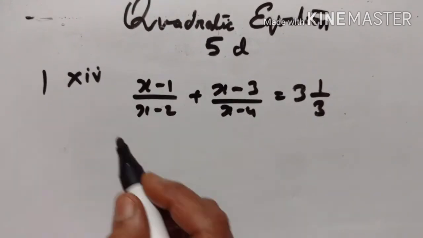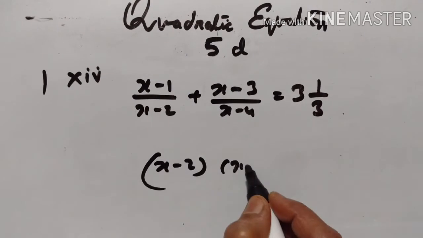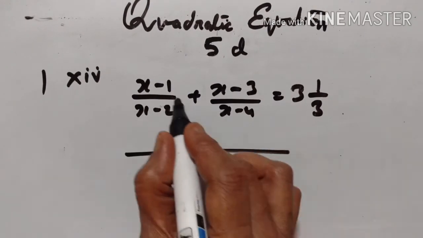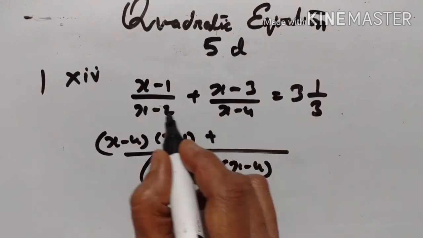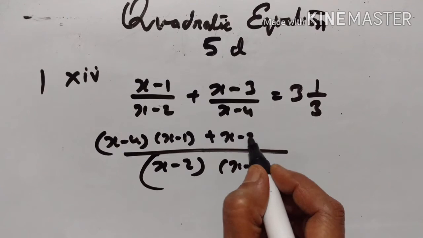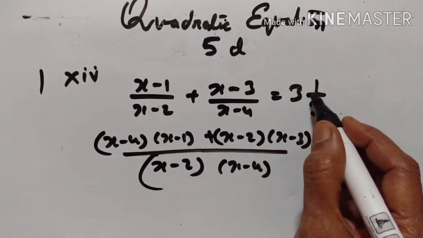First main, 14th problem. LCM. x minus 4 into x minus 1 plus x minus 2 into x minus 3 is equal to 10 upon 3.